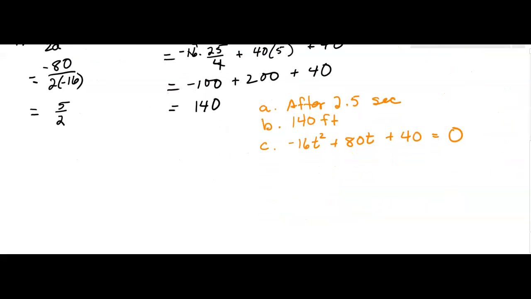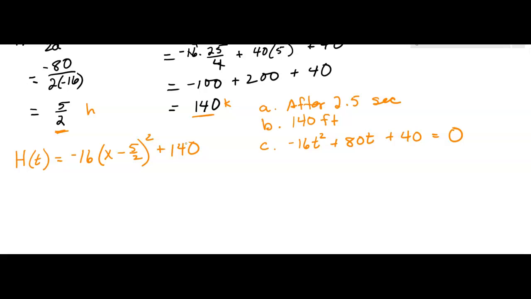Well, I could write my function in standard form. Remember we did that before? Let me go over here and do that. So we already know the h and the k, right? This was h, this was k, and a was negative 16. So if I want to write that function in standard form, it would look like this. There it is in standard form.